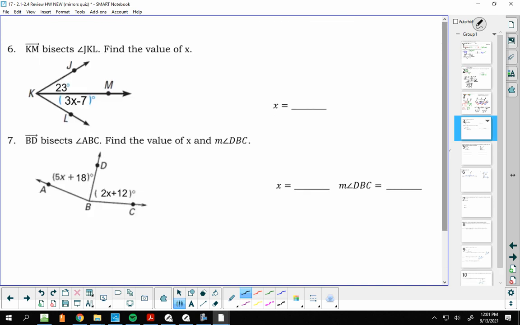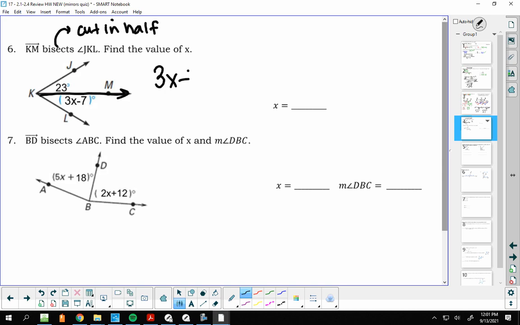All right, ray KM bisects. What does bisects mean again? Cut in half. Good. It means the 2 halves are equal. So if KM bisects this angle, then this half equals this half. That's what bisects means. It cuts into two congruent angles.